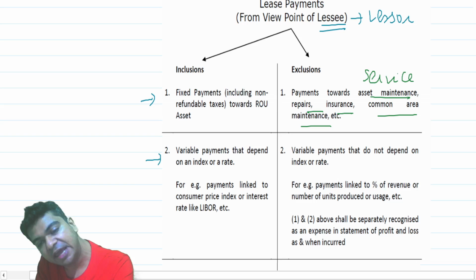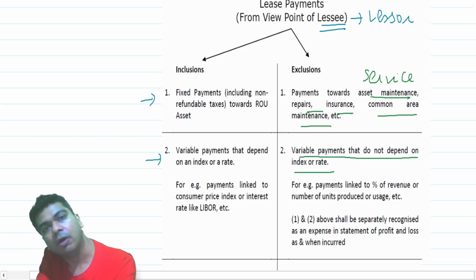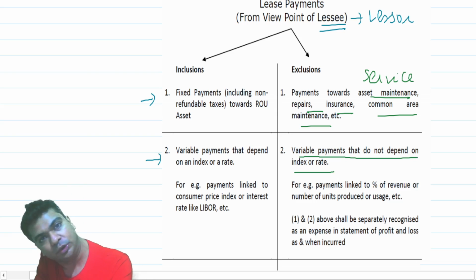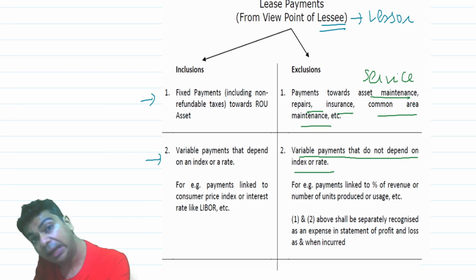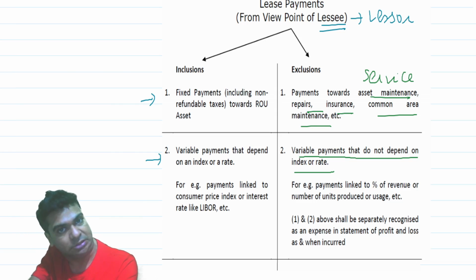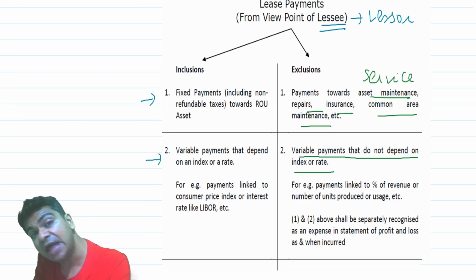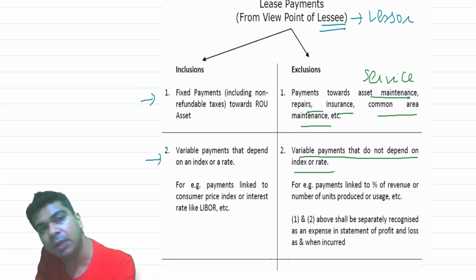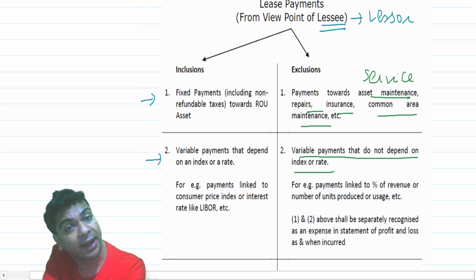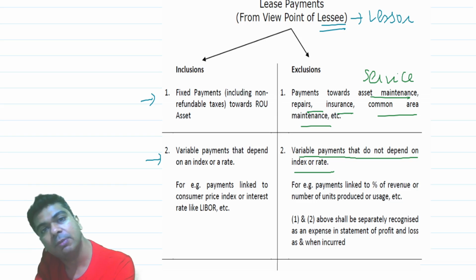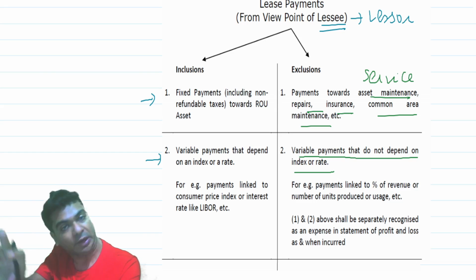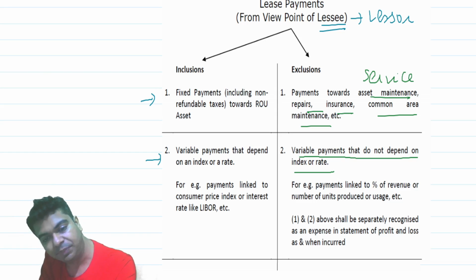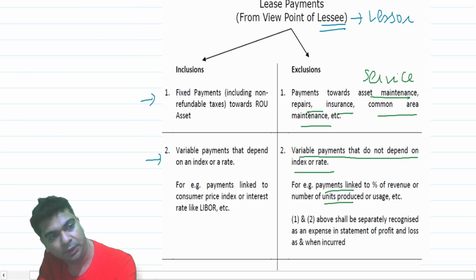Variable payments that do not depend on index or rate. As a lessor, I am suggesting to you that whatever is your sales, 1% of sales also you have to pay to me. Now this is a variable payment. Sales will fluctuate every year. 1% of that will also fluctuate every year. So it's a variable payment. And it does not depend on an index. It does not depend on a rate. And that is the reason this variable payment will not be included in the lease payments. It will be excluded for lessee. It will also be excluded for lessor.